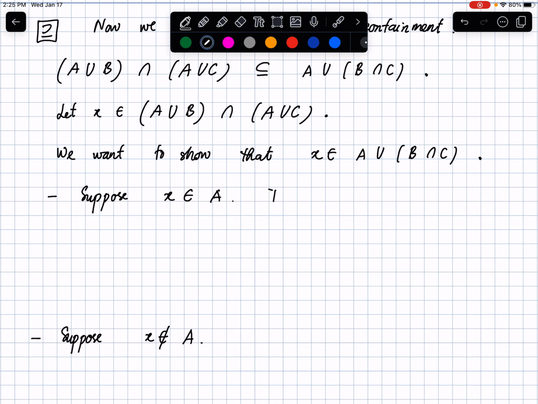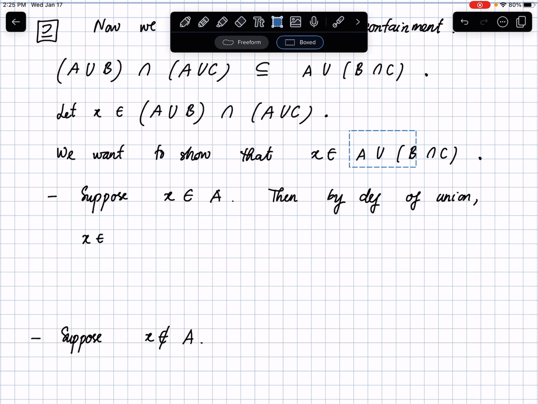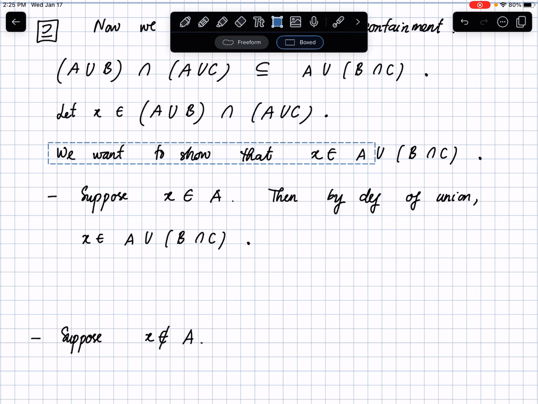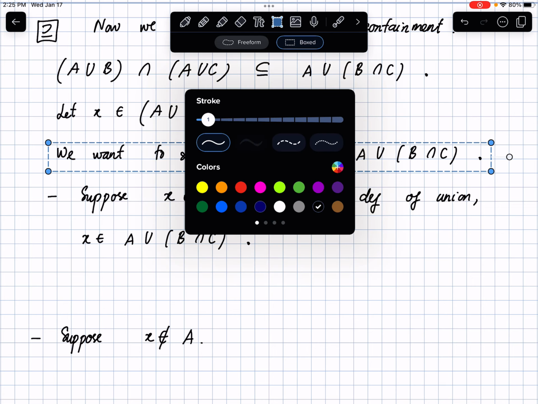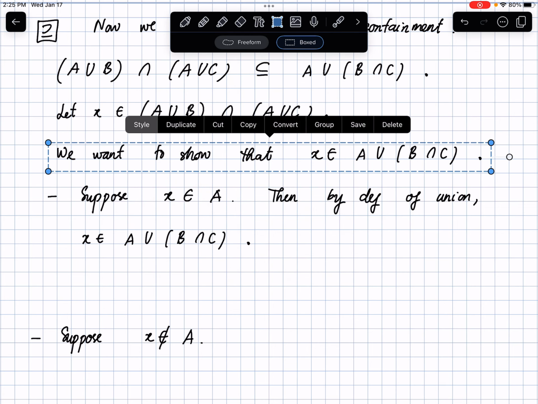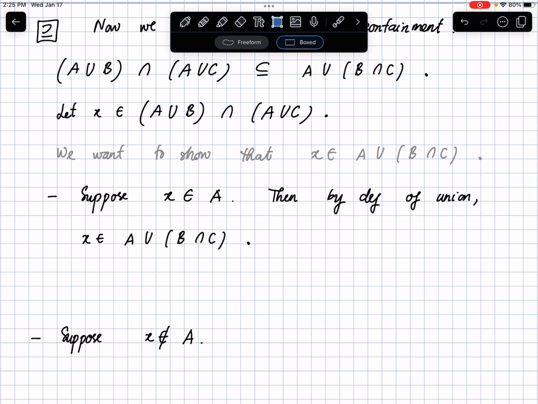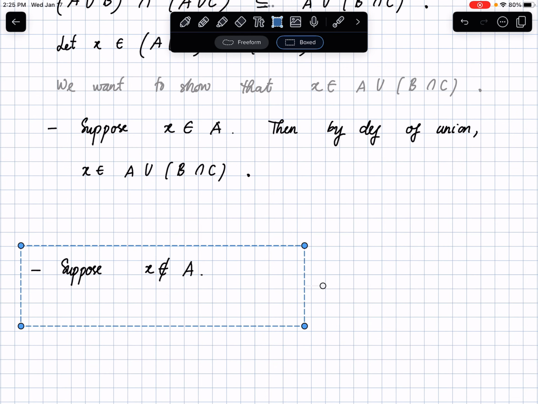X in A, then by definition of union, X must be an element of A union with something, whatever it is, and in this case, A union B intersects C, right? So we did show this part. Okay, so the first case is easy.